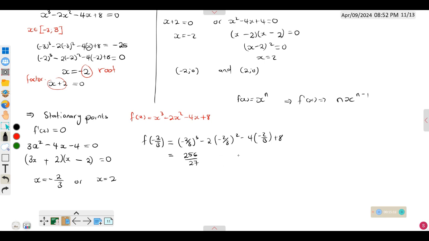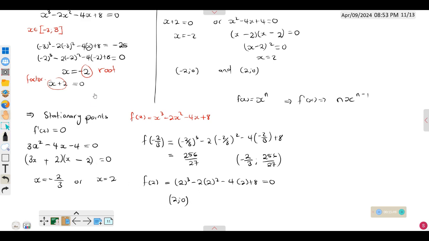Now in coordinate form, you have your x, which is minus 2 over 3, then your y, which is 256 divided by 27. You are going to do the same thing for f of 2 now. When you substitute 2, f of 2 will be none other than 0. So it's 2 cubed minus 2 into 2 squared minus 4 into 2 plus 8, and we've seen that it's also an x-intercept. So the y is 0, so you have (2, 0). One of these local turning points is also an x-intercept, and it's this one.